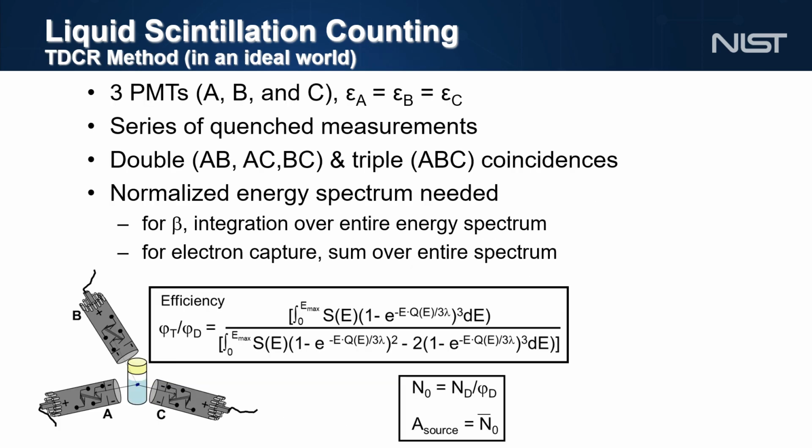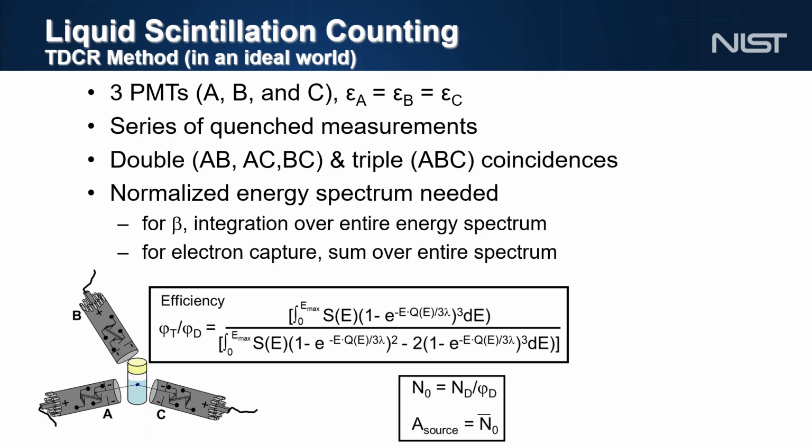A 3 PMT liquid scintillation counting technique, the triple to double coincidence ratio method, allows observation of double and triple coincidences, the near simultaneous detection of light signal from a single event using coincidence logic electronics.